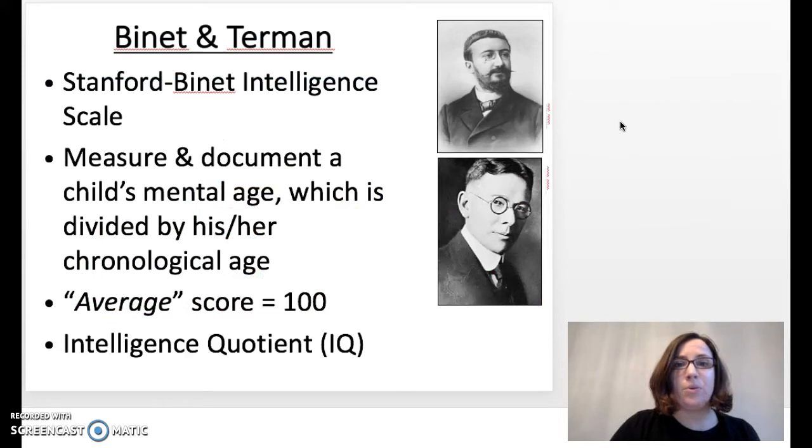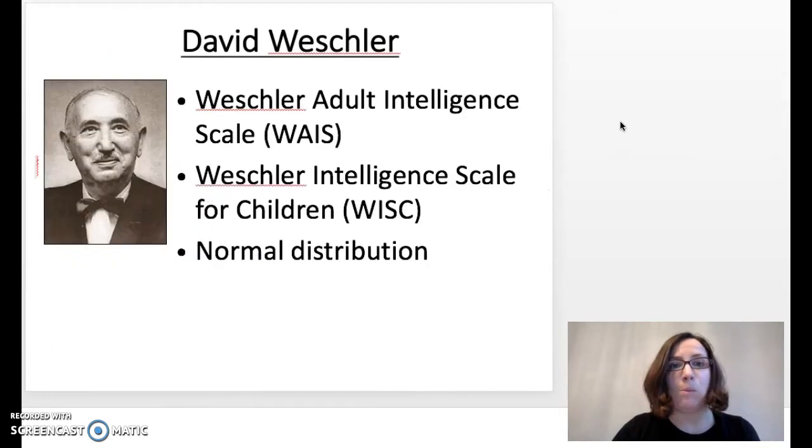All right, so we started things off that week with a bit of a history lesson looking back at the work of Binet and Terman when they first started doing their work on measuring intelligence with children. What they did was they documented a child's mental age through some research that they had done and divided that by the child's chronological age. And that was how they came up with that intelligence quotient or IQ score.